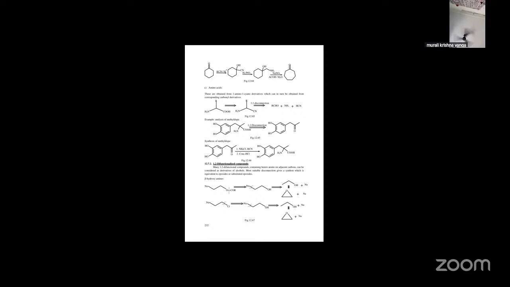And 1,2-difunctional compounds. 1,2-difunctional compounds contain two heteroatoms on adjacent carbons and can be considered as derivatives of alcohols. The most suitable disconnection gives a synthon which is equivalent to the epoxide or substituted epoxides. So examples are given here.